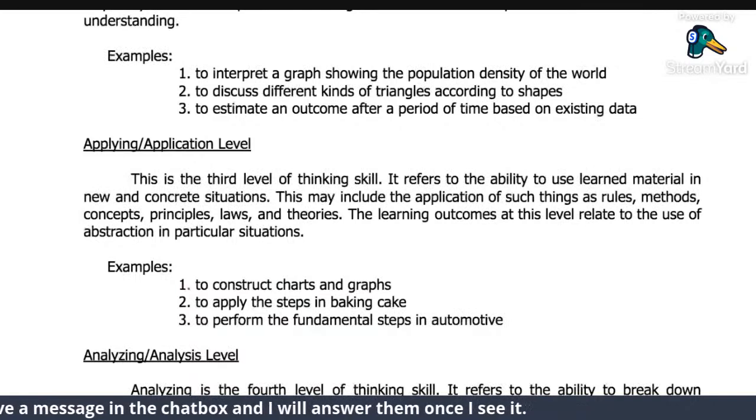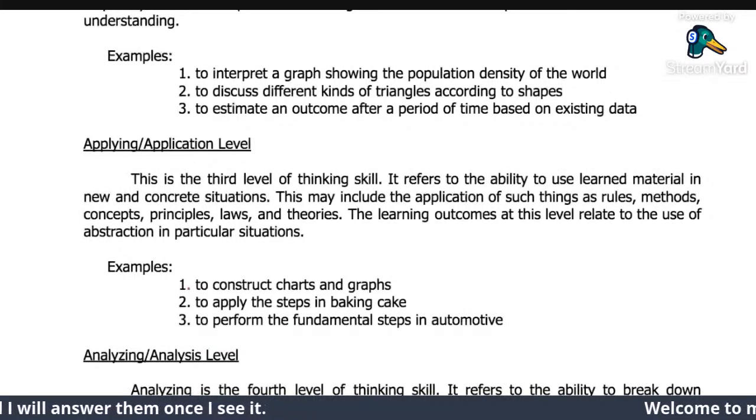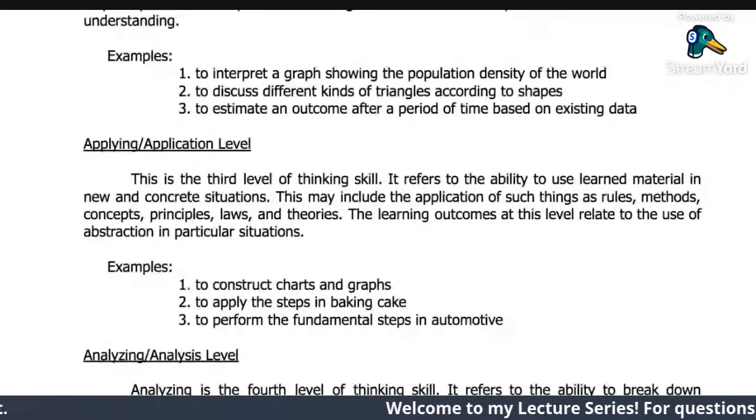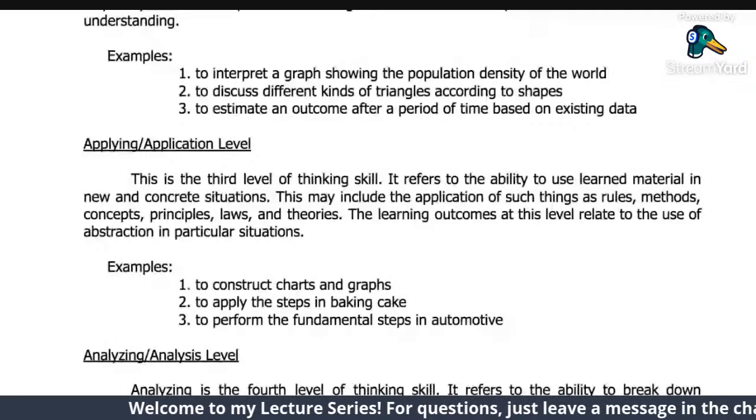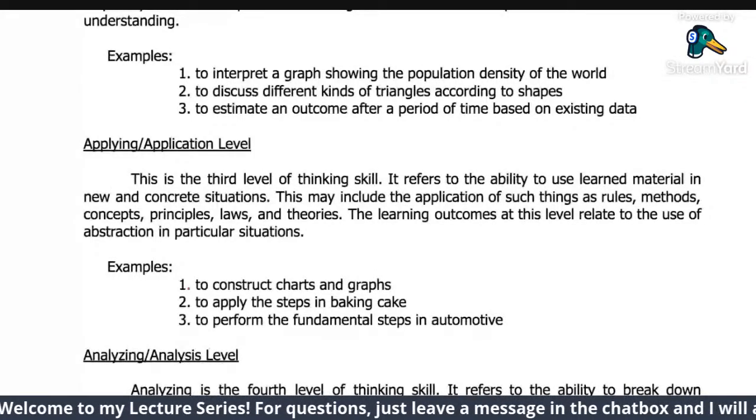Kuha niyo? So to perform, another example is to perform the fundamental steps in automotive. So again, you put what you have learned into action. Fundamental steps in automotive. So that is applying.